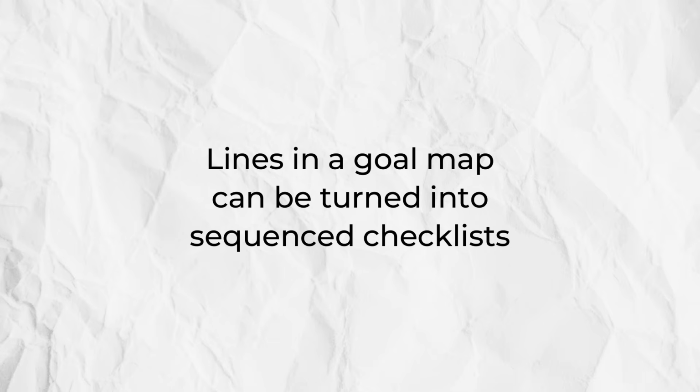These parts of our goal map can easily be turned into sequence checklists, but what we very much want to watch out for here is that one step actually leads to the next one, or any step that we have in that sequence checklist is dependent on the thing that comes before it.